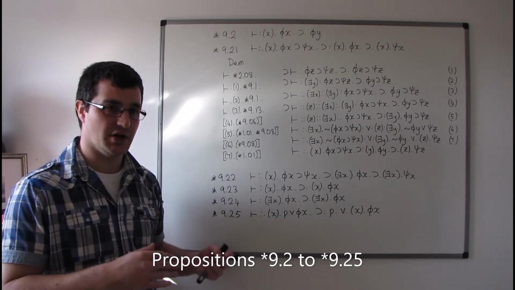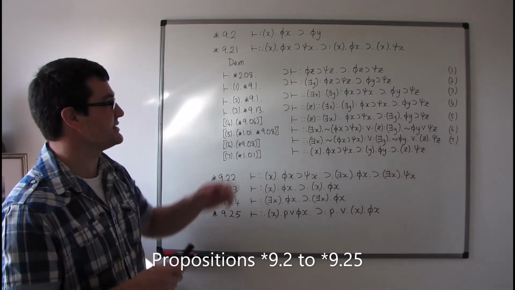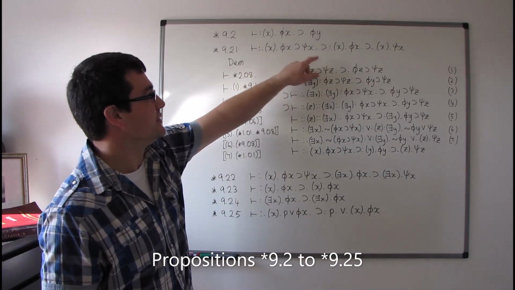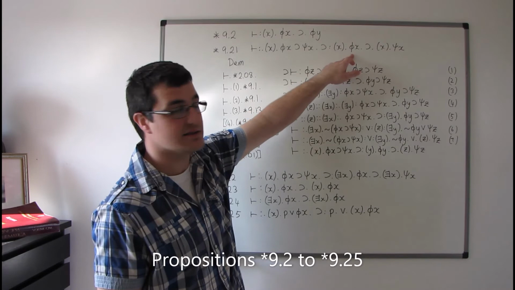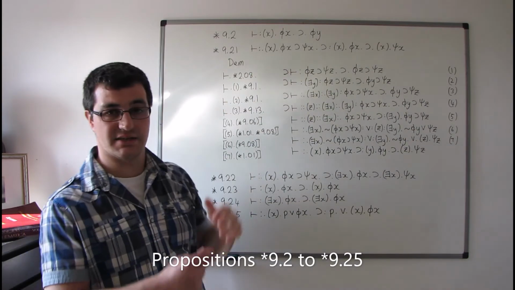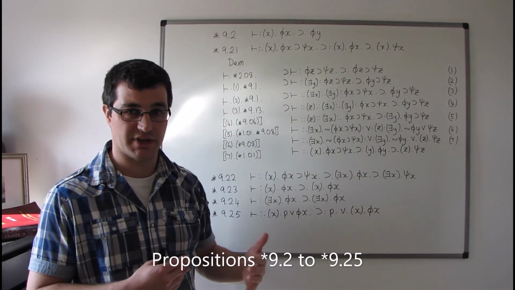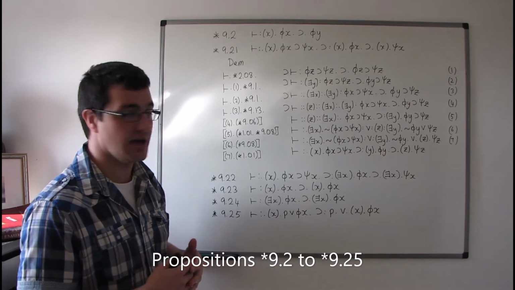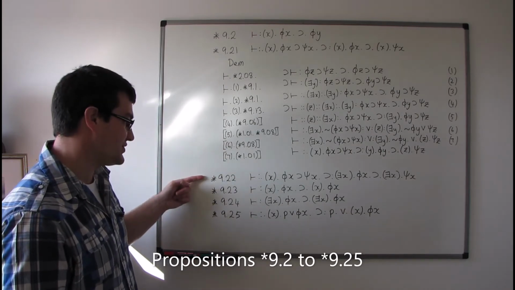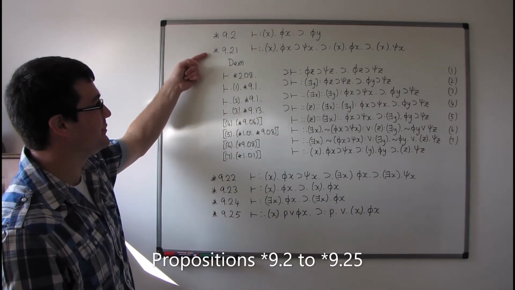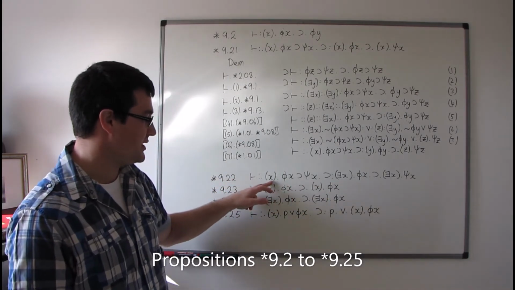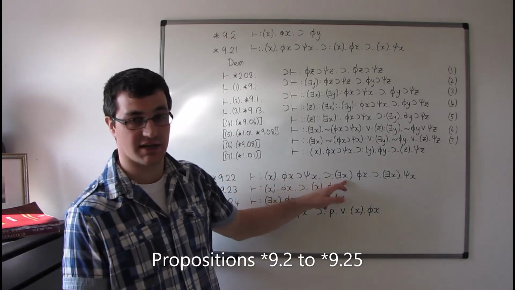Now I'm going to talk more about the scope of an apparent variable in the next video, but suffice it to say that the scope of this apparent variable here is the whole of this implication. The scope of this apparent variable is just the phi x, and the scope of this apparent variable is just the psi x. So the scope has effectively been changed, it's been manipulated, and we're going to need to be able to do this at various points throughout our work. 9.22, very similar in appearance to this, but not only do we change the scope of the apparent variable, we actually change it from an always to a sometimes.